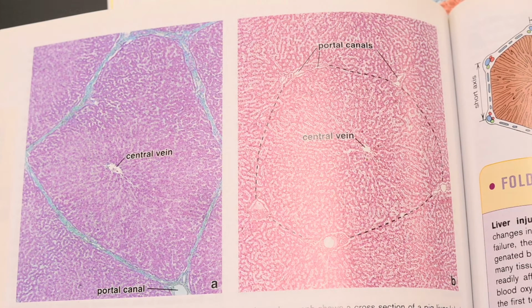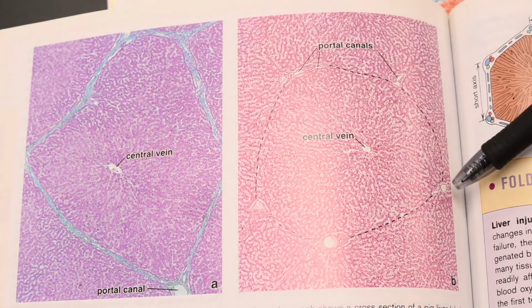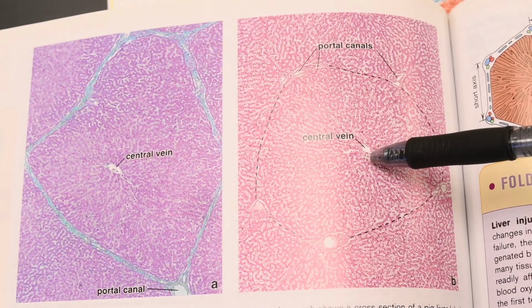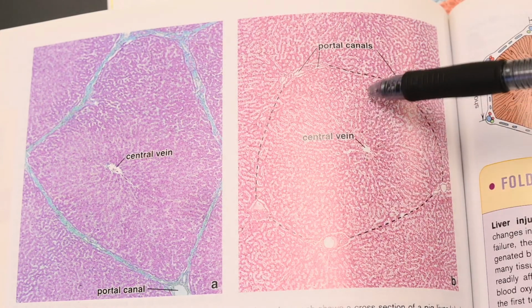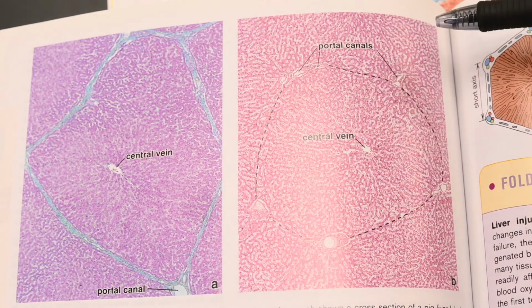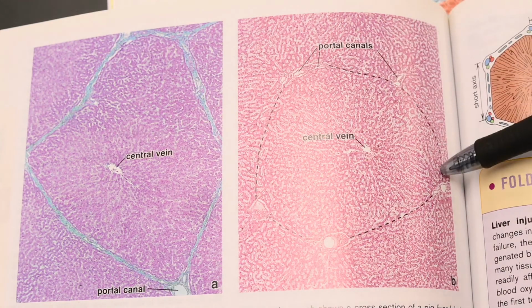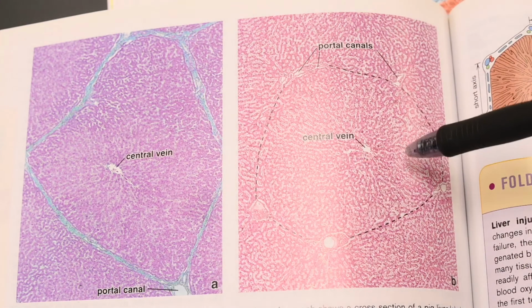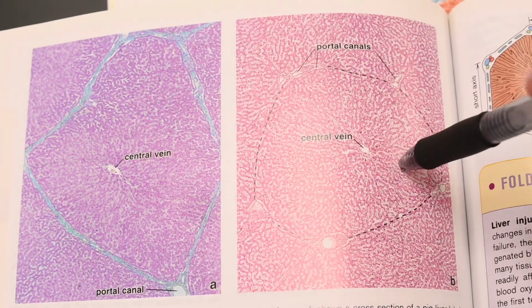These illustrations are not from your textbook, but they show some of the portal triads out around the margin here and the central vein in the middle, and the plates of hepatocytes radiate from that central vein. They have a dotted line kind of helping you to see where the perimeter of a single lobule would be within the liver.